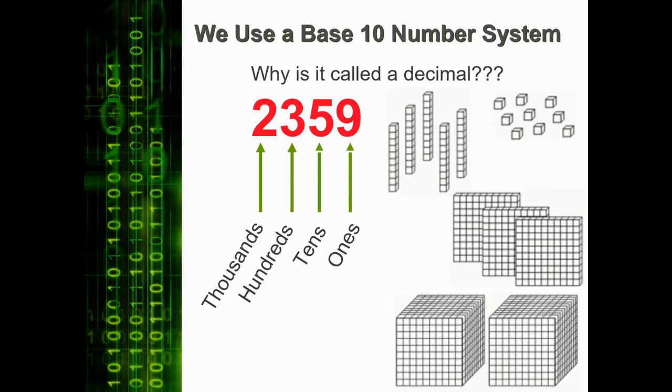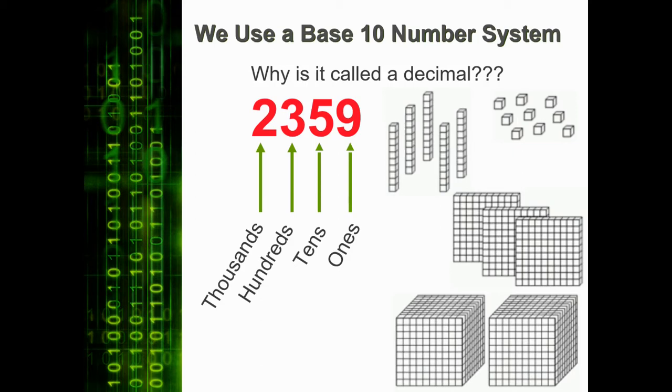So when we say the number 2,359, what we mean is we have 2 packets of 1,000, 3 packets of 100, 5 packets of 10, and 9 packets of 1. And if we were to count all of those pieces, that's what we would call 2,359.